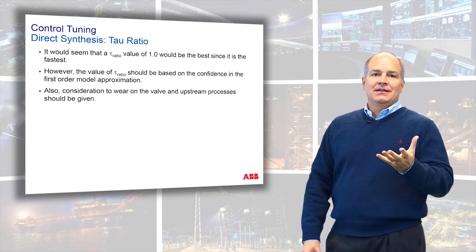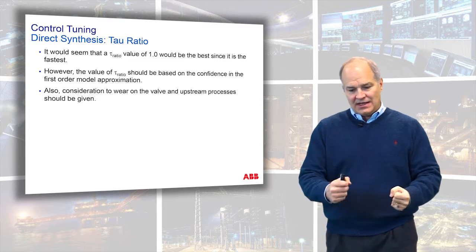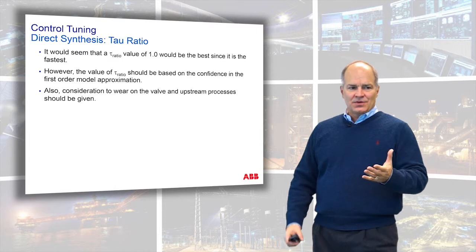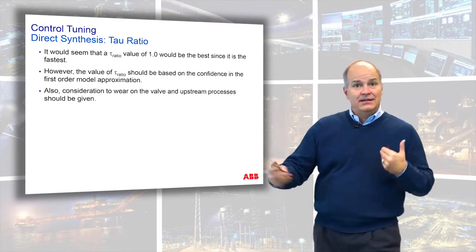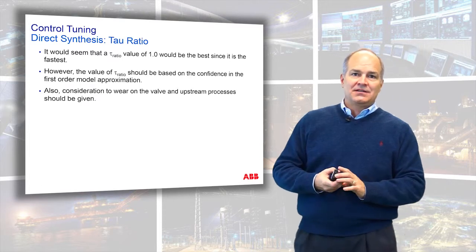It would seem that a tau ratio of 1 would be a good idea, because then if you change the set point or change the actuator, they both would get there at the same time. But what about model confidence? What if the process has dead time in it, or is something where you don't really want to be that aggressive?